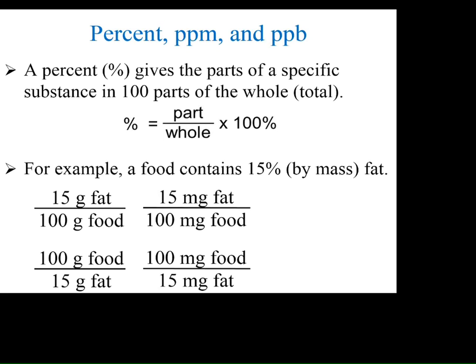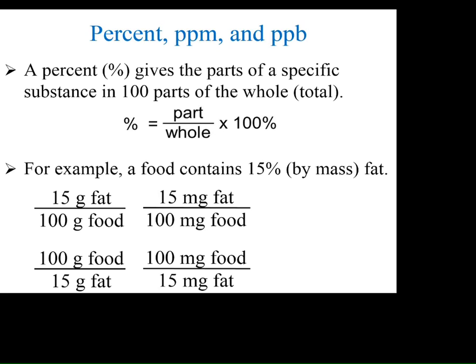Well, you could also say there's 15 milligrams per 100 milligrams. As long as both units are the same, you're cool, because again, it's by mass. So it's 15 out of 100, whatever your units are. It could be pounds: 15 pounds out of every 100 pounds, or 15 tons out of every 100 tons, or 15 kilograms out of every 100 kilograms. But just 15 out of 100, whatever your units are.